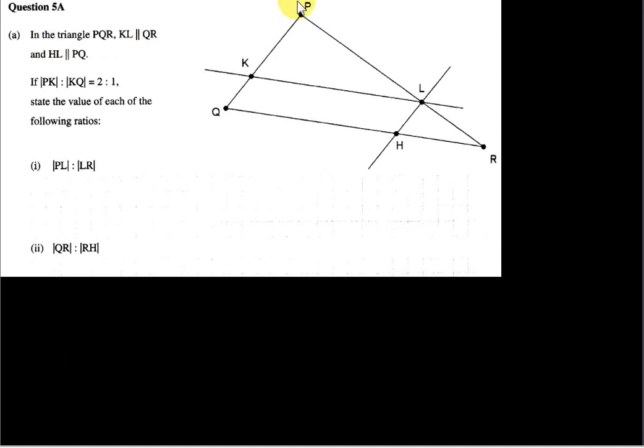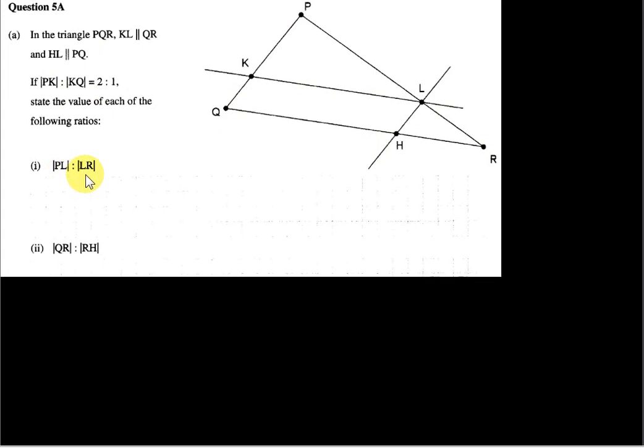In the triangle PQR, KL is parallel to QR and HL is parallel to PQ. If PK is to KQ equals 2 to 1, state the value of each of the following ratios.